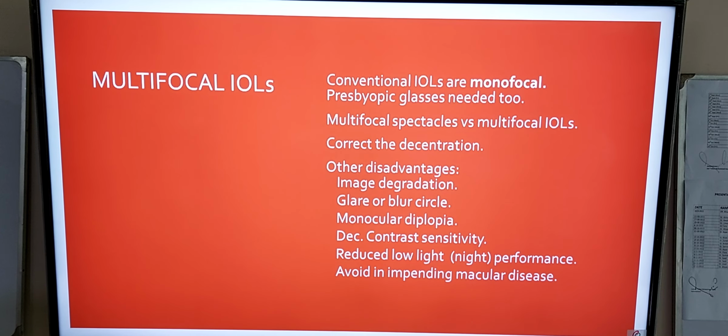Sometimes we might experience monocular diplopia. This is also known as ghost image. There is decreased contrast sensitivity due to multifocal intraocular lenses, and an important point is that their low light performance is not very good. So due to all these factors, in patients with impending macular disease, multifocal intraocular lenses should not be used.